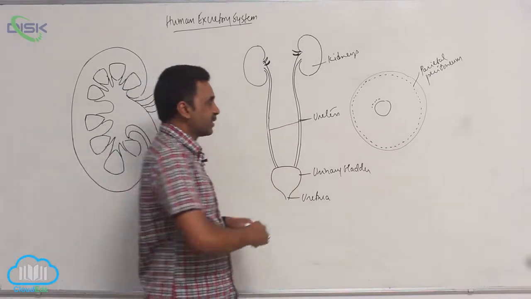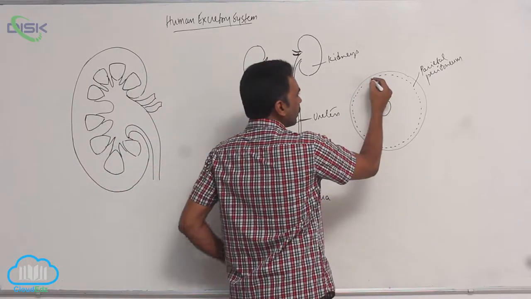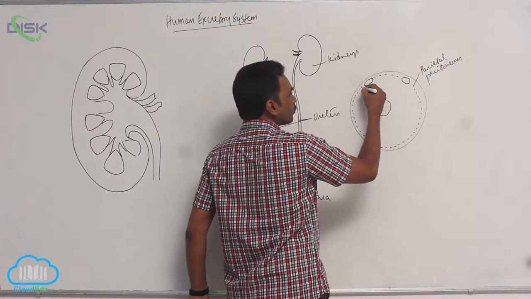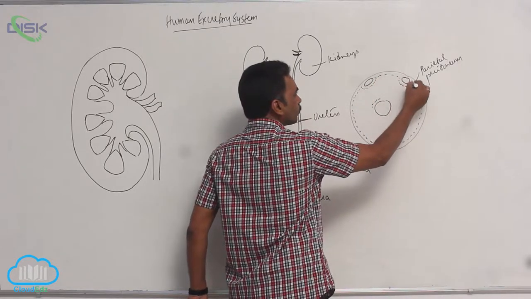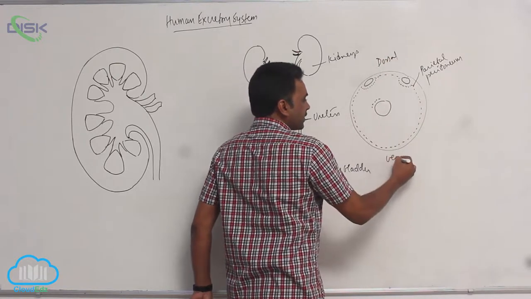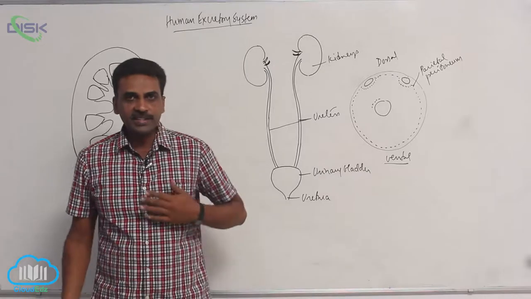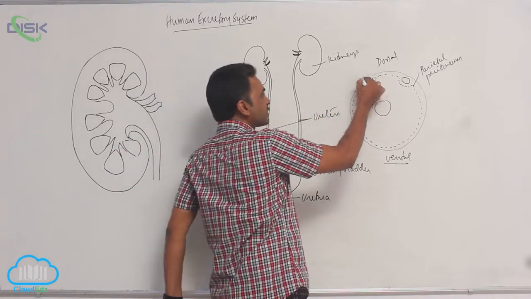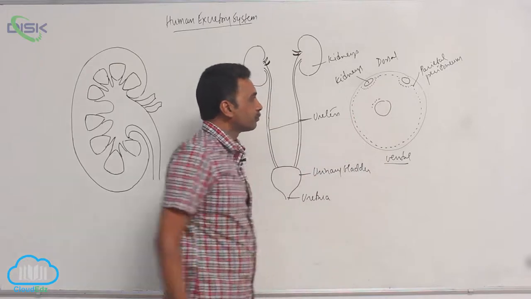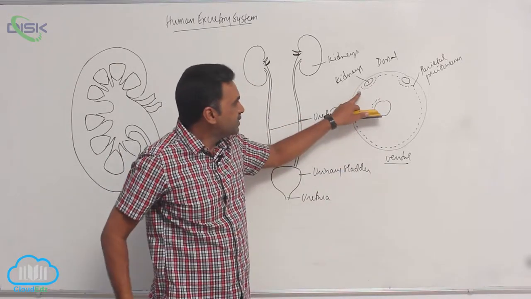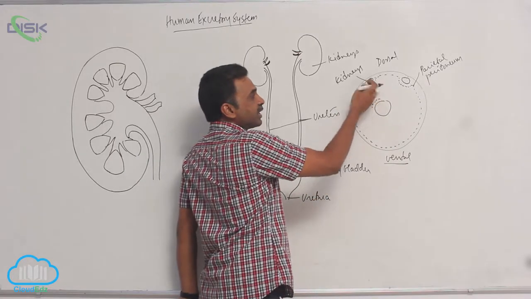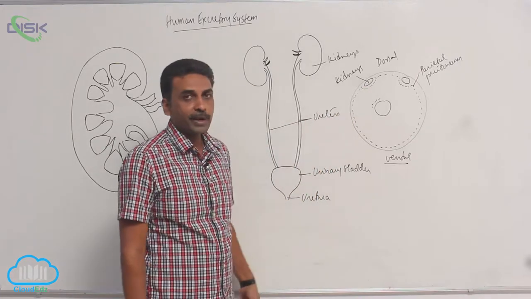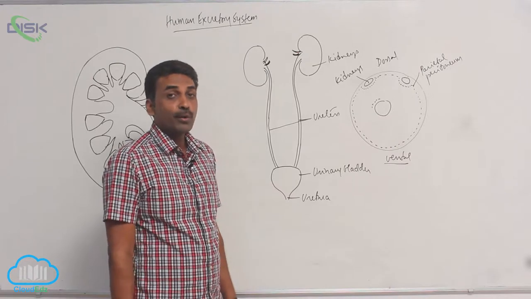Now where are the kidneys present? This is the dorsal side, this is the ventral side. The kidneys are present just above the waist. So these are the kidneys. This is the dorsal body wall. This is the peritoneum. So that means the kidneys are attached to the dorsal body wall. They are lined only on one side. On the ventral side, they are lined by the parietal peritoneum. Then such organs are called retroperitoneal organs.